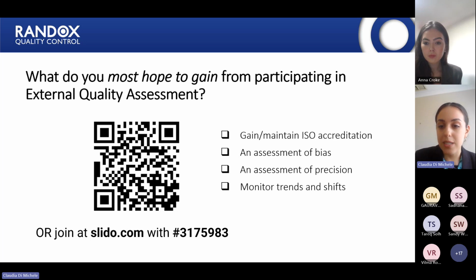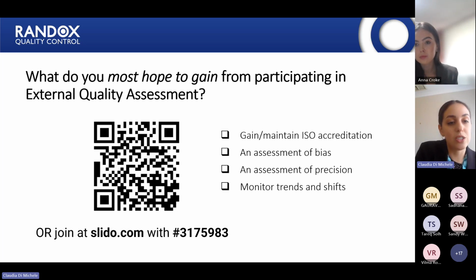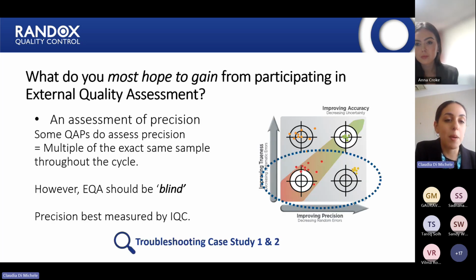We had a couple of people say that they would like to gain or maintain their ISO 15189 accreditation, which definitely EQA is essential for maintaining. A couple of people said an assessment of precision, and the least amount of people said monitor trends and shifts. So thanks everyone for participating, and we're going to be talking about all four of these aspects today, and hopefully you can get an insight on gaining all four of these aspects from your external quality assessment reports.